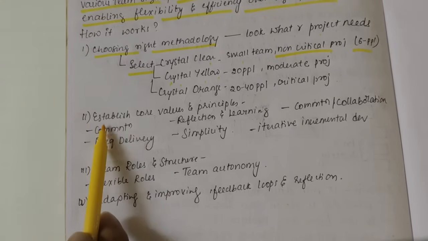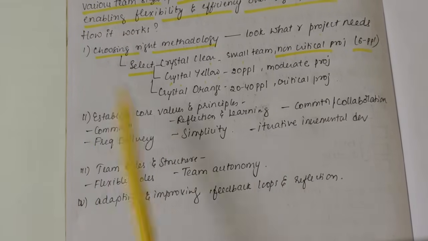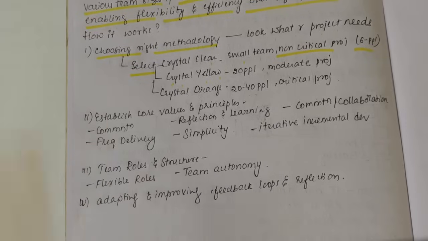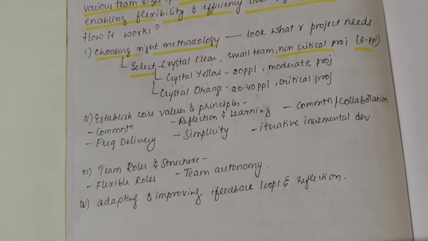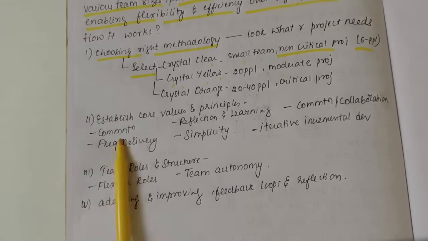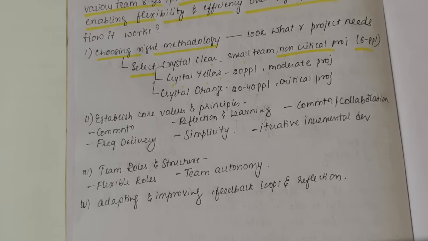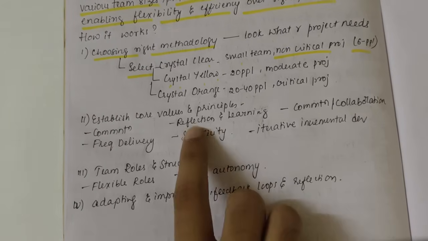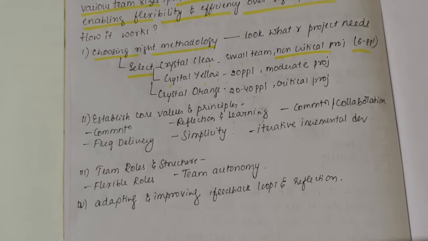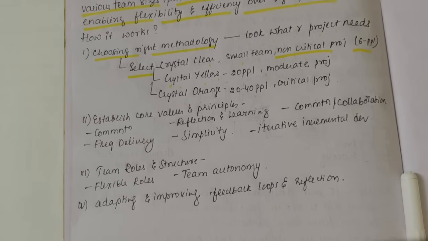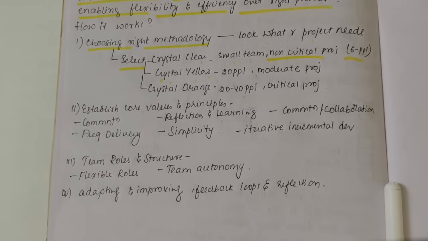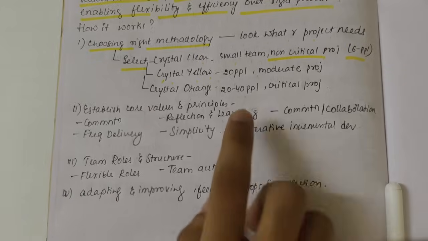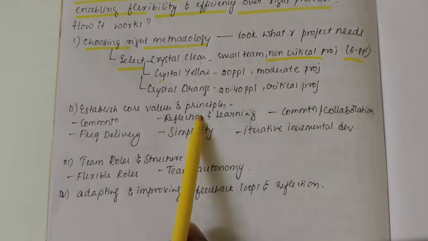Speaking of the second step, after deciding the right methodology, we'll look into the core values, that is communication. We should make sure that communication happens between the teammates as well as the stakeholders. We also look into frequent delivery, that is, within a stipulated 1 week or 2 weeks, there should be frequent deliveries happening with each iteration, with each advancement. Then we'll look into reflection and learning. The main aim of Crystal is that the teammates should reflect upon the mistakes which they have committed and then learn simultaneously. It has to be real-time learning such that you don't repeat the mistakes, and whatever mistakes you have made, you have to rectify them.